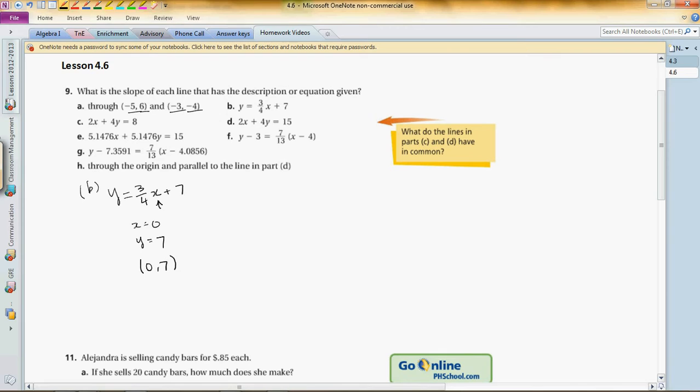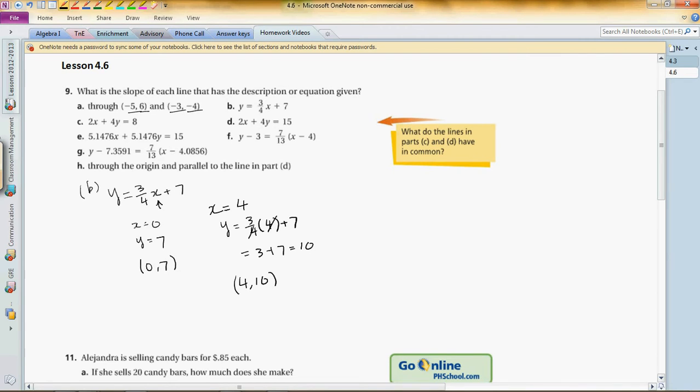How about the second one? Some of you might think that x equals 1, but it will be easier to put x equals 4. I'll show you why. Because y equals 3 over 4 multiplied by 4 plus 7, and long story short, we can cancel that out, so we don't have to deal with the fraction. So we have 3 plus 7, which is 10. So the second point is 4 and 10.